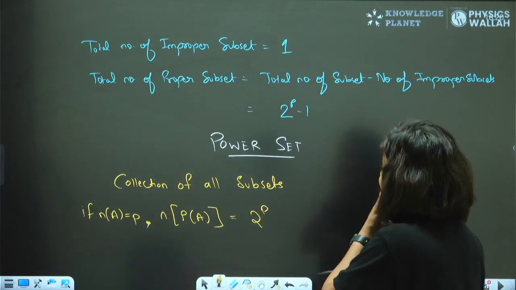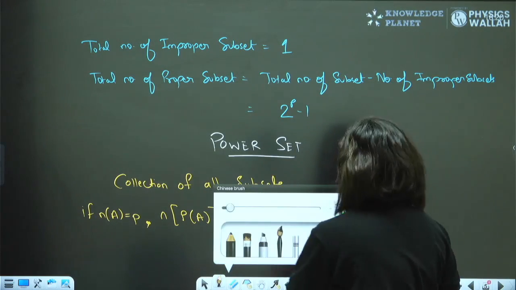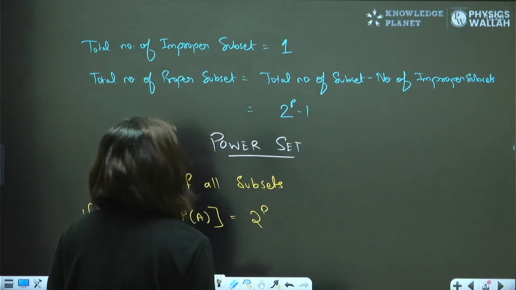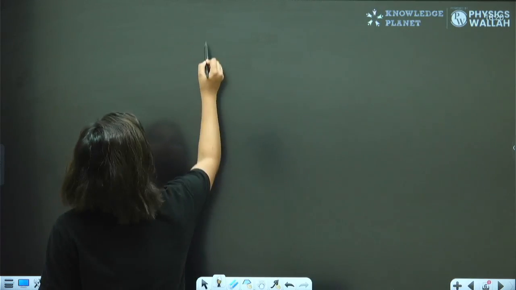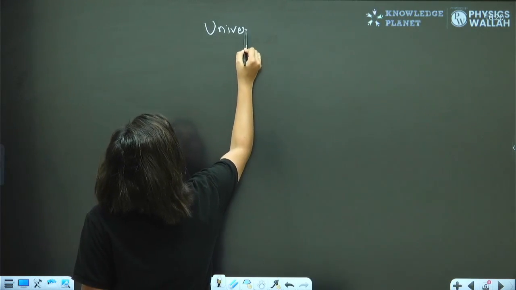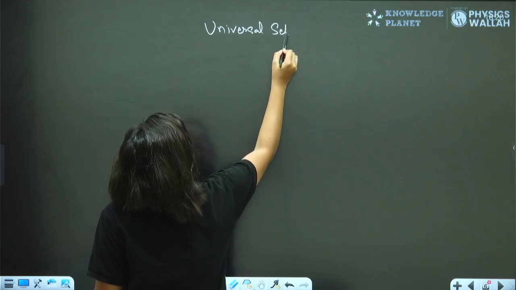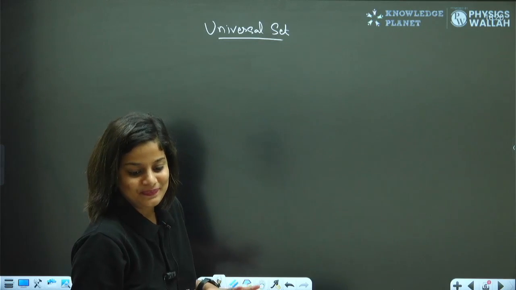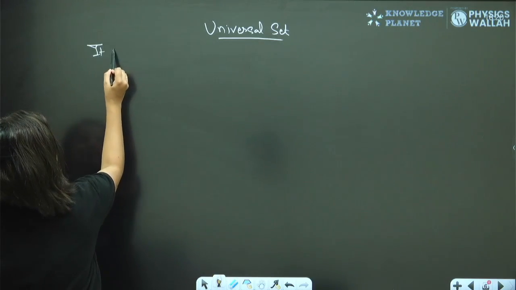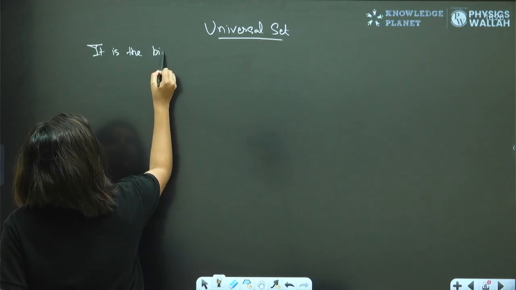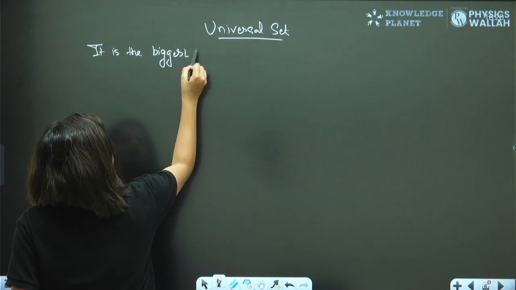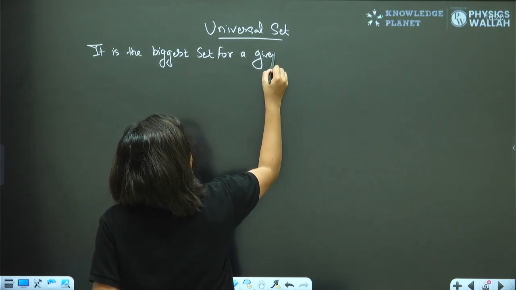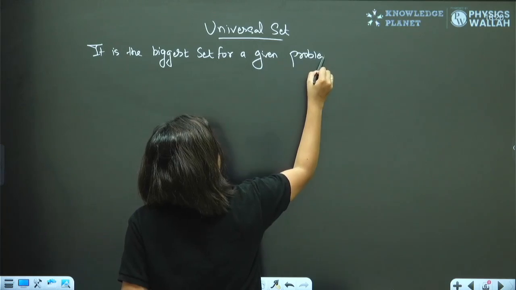What after power set? A very small topic, which was the universal set. Universal set is the biggest set for a given problem or for a given question.